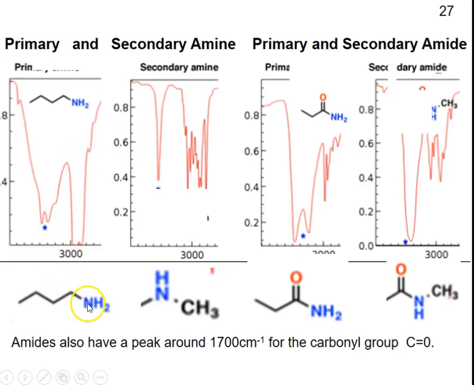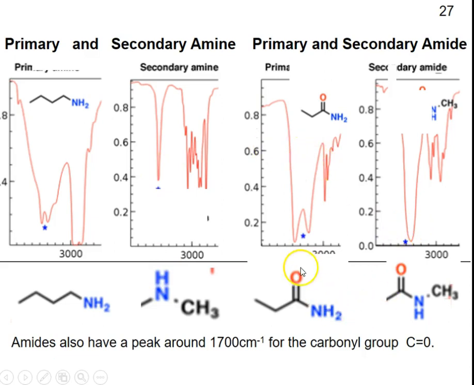So if we look at these, the primary amine on the end has 2 hydrogens, whereas in the secondary, the nitrogen is attached to a carbon and a carbon, so it's got 2 bonds already, and the third bond is to 1 hydrogen, so you only get 1 peak.